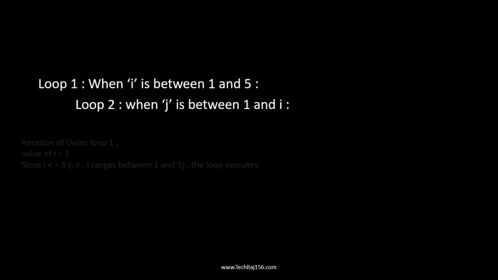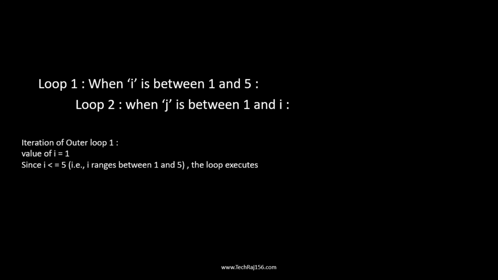Here we started a loop 1, and this loop 1 iterates when I is between 1 and 5, numeric 1 and 5. Inside this loop 1 we started a loop 2, and this loop 2 iterates when the j value is between 1 and I. I is the variable that we have used in loop 1. Please observe that. The minimum value of I will be 1 and the maximum value will be 5, because we are setting the condition in that way.